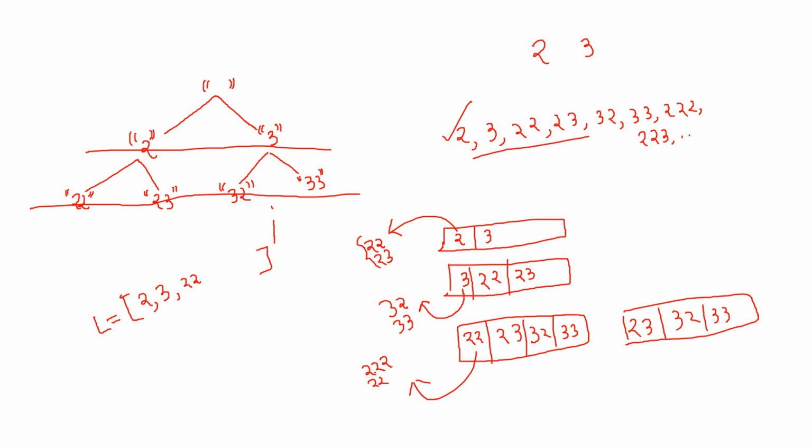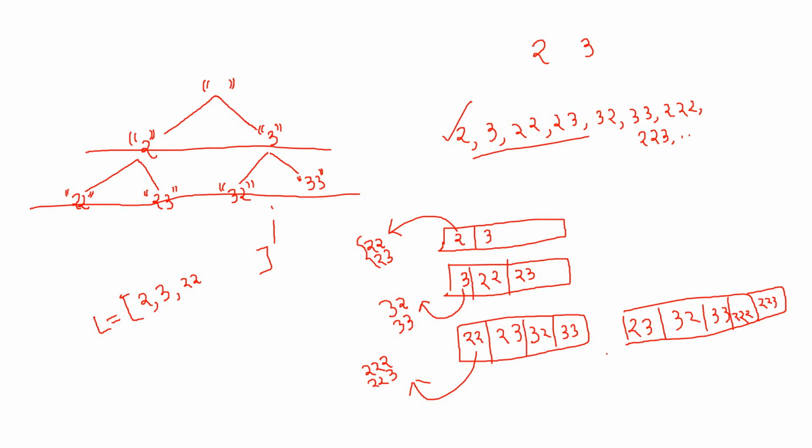So 22, if we append 2 we get 222, if we append 3 we get 223. Then again push that in our queue. So 222 is pushed here, and 223 here also. Like that, if we go on, see what is happening in our output list.